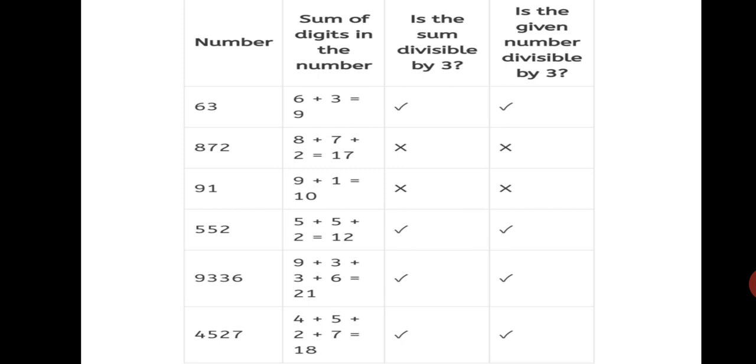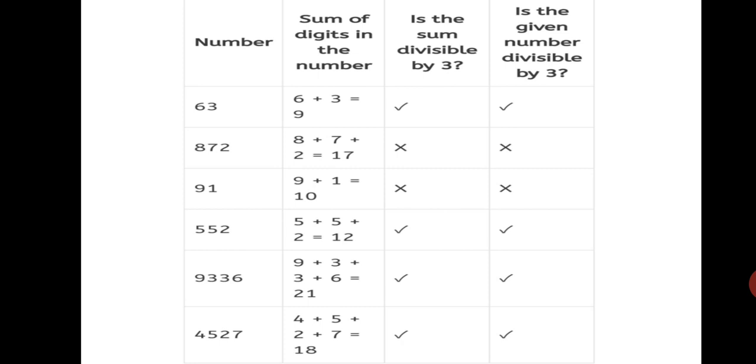So this is how you're going to find the test of divisibility by 3. You have to add the digits. Next example, 9336. Add the digits. 9 plus 3 plus 3 plus 6 is equal to 21. Now 21 is divisible by 3. Therefore, 9336 is also divisible by 3.